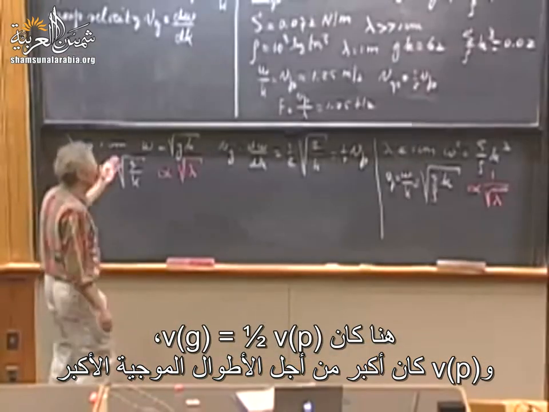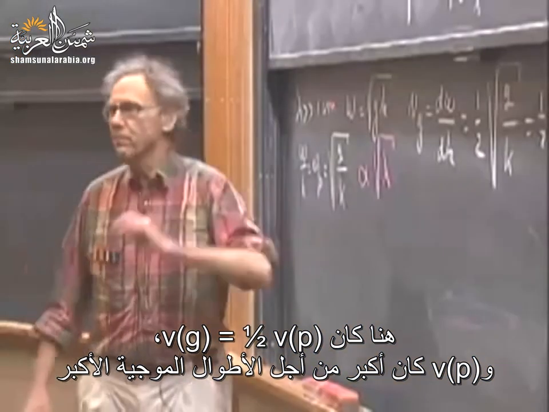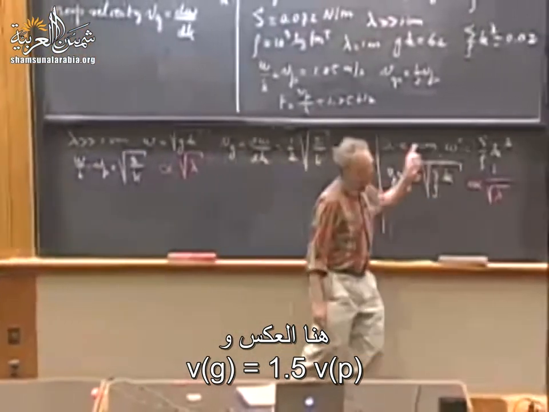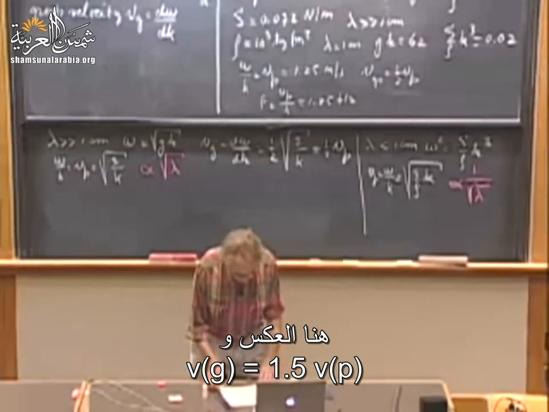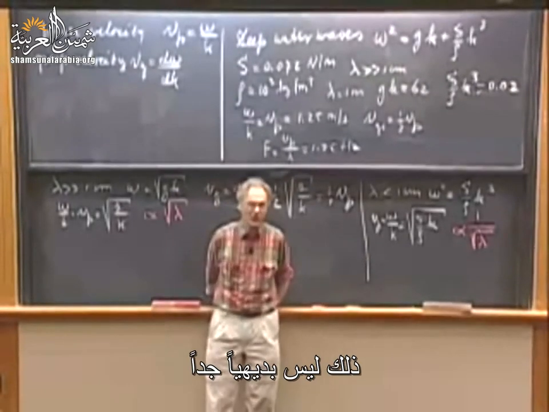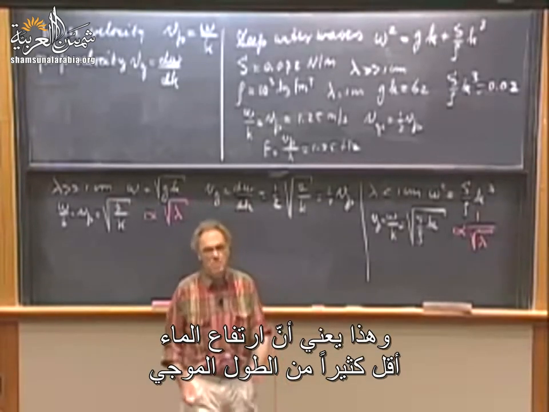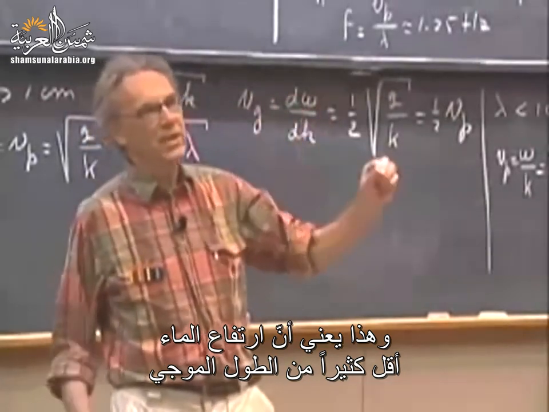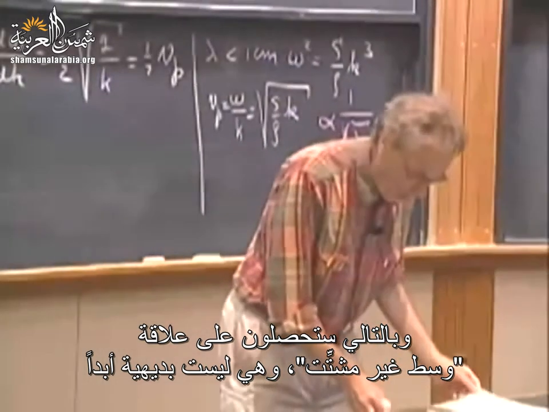Here the group velocity was half the phase velocity, and the phase velocity was larger for larger wavelengths. Here it is reversed, and the group velocity is 1.5 times the phase velocity. Shallow water waves, which is also part of your problem set, are non-dispersive, not so intuitive. If you have very shallow water waves, which means the height of the water is substantially lower than the wavelengths, then you get a non-dispersive relation, which is not at all obvious either, of course.